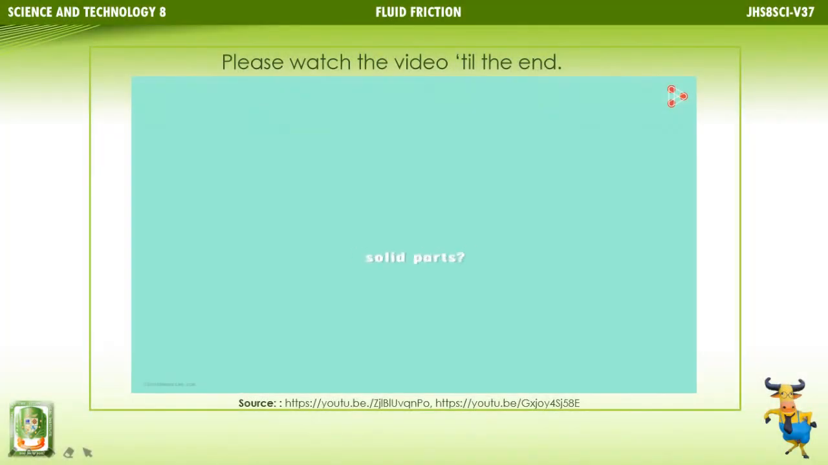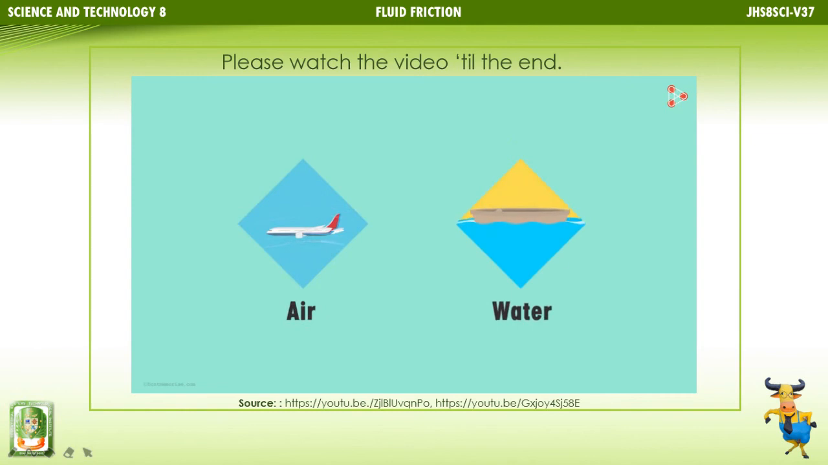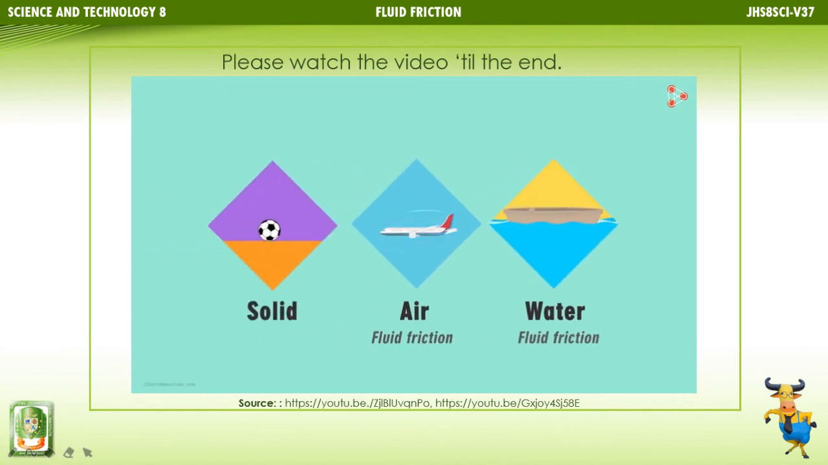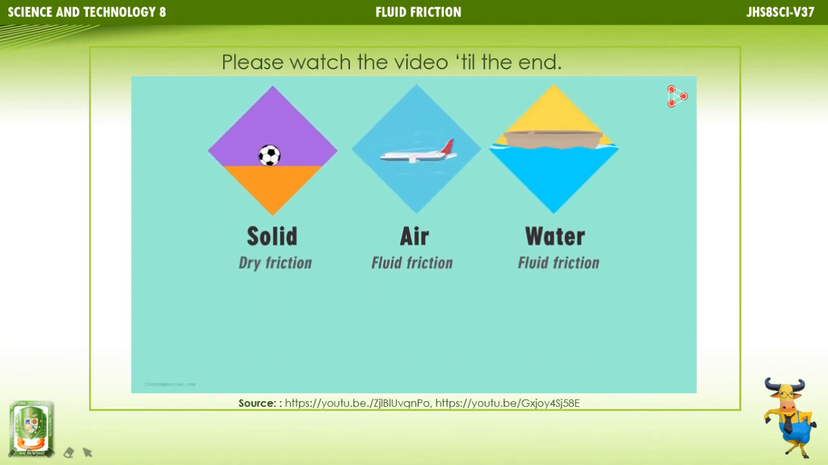Does friction exist only between solid parts? Not necessarily. Friction is offered by fluids like air and water as well. And this force of friction due to fluids is referred to as a fluid friction. The friction we've seen between solid parts is referred to as dry friction. The major states of matter are solid, liquid, and gas. And liquids and gases are generally referred to as fluids.